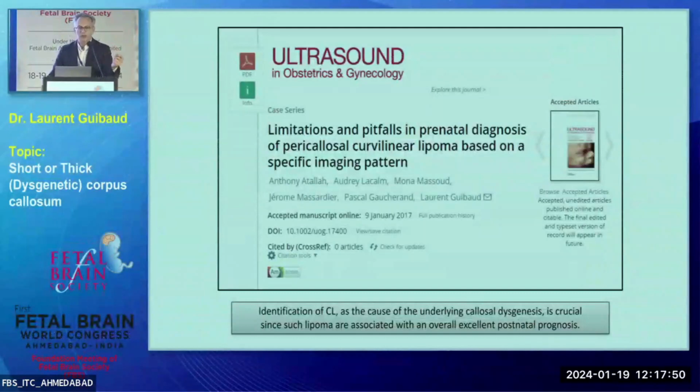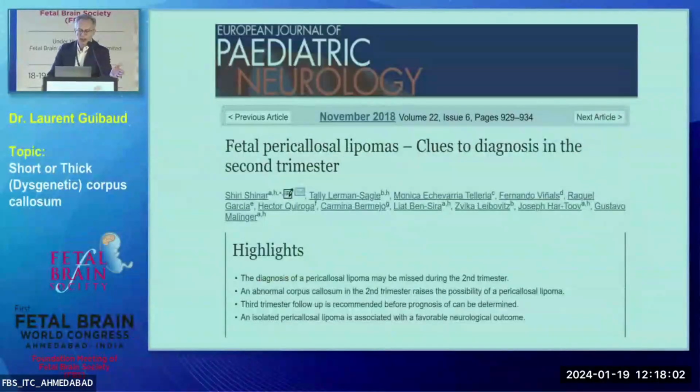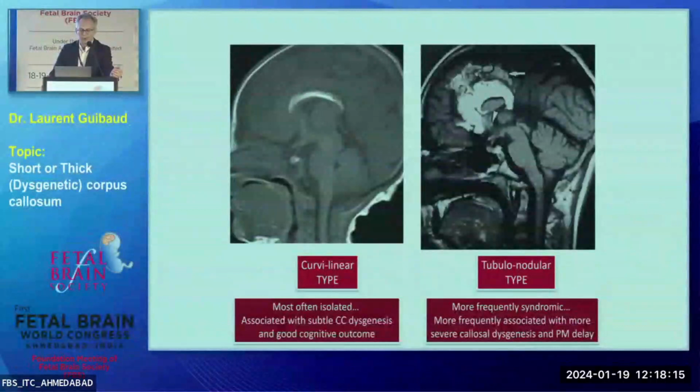But it's very important to diagnose this lipoma when we are dealing with a short corpus callosum because it's associated with overall excellent postnatal prognosis. This was also confirmed in this paper from the team of Gustavo, and they say isolated pericallosal lipoma is associated with a favorable neurologic outcome. There are two types of lipoma, the curvilinear type, most often isolated, and the tubulonodular type, huge one, most frequently syndromic.